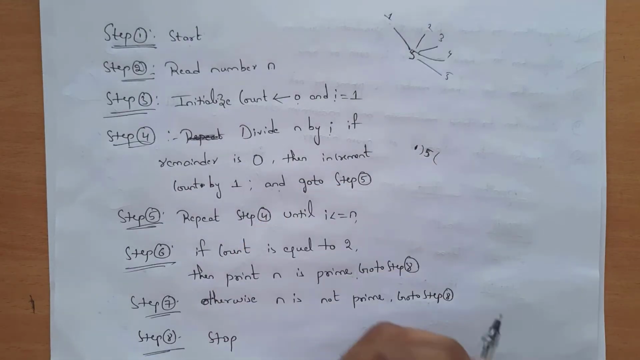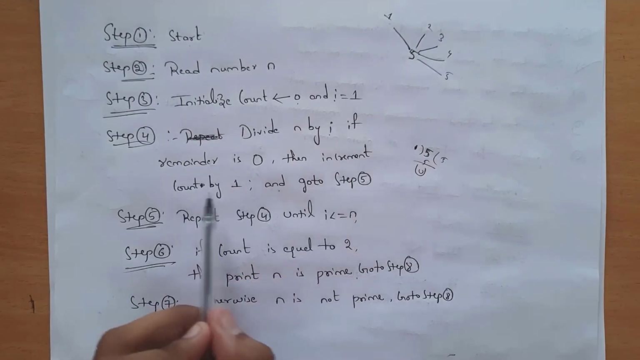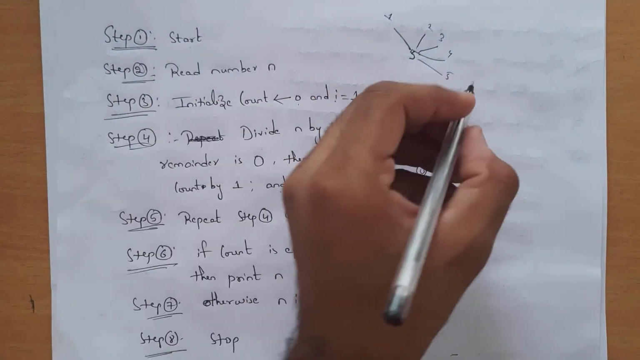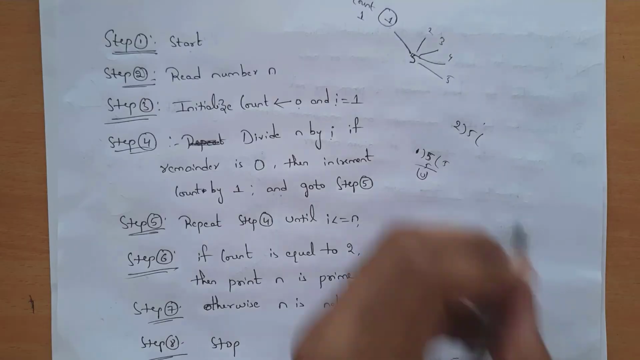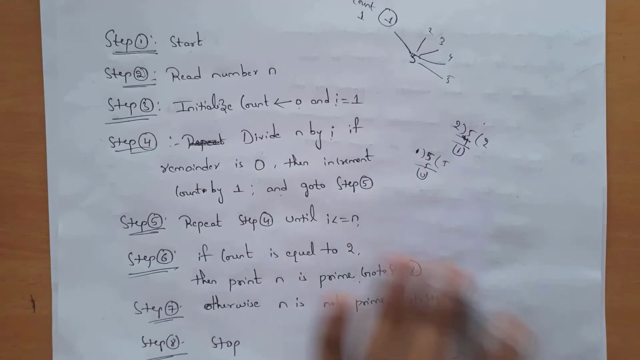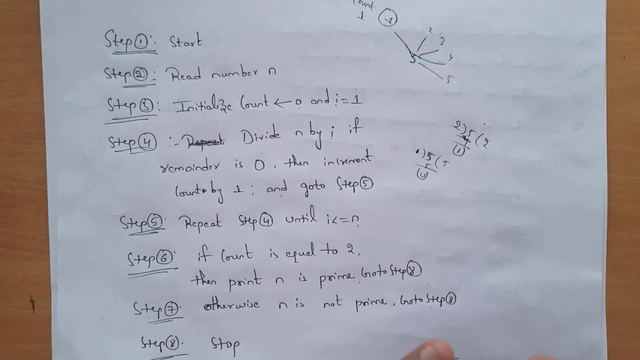At first I will start with 1. 5 divided by 1, remainder is 0. If remainder is 0, then increment count by 1. So now my count is 1. Similarly, take another number 2 and divide 5 by 2. 2 twos are 4 and remainder is 1. So remainder is not 0, so don't increment count. Keep count as 1 as it is.